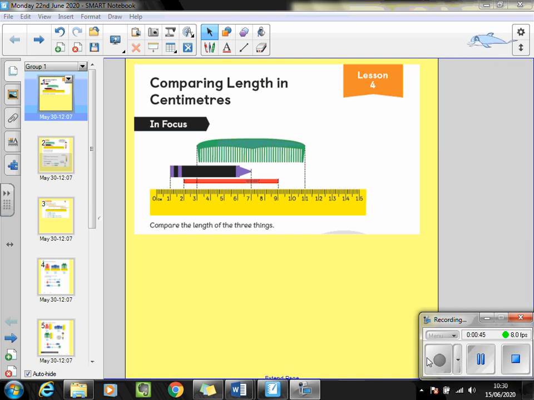Now, was there anything that made comparing the length of those objects a little bit tricky? Think back to what we learned last week, that when we measure objects, it is easier to start with the ruler against the end of the object at 0 centimetres. Let's see how you got on.